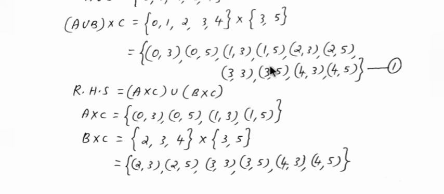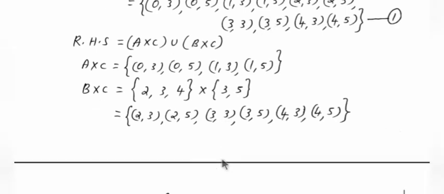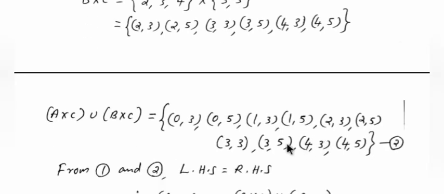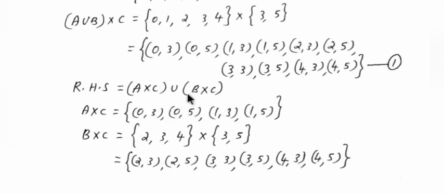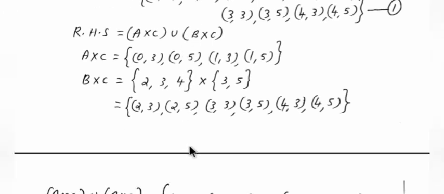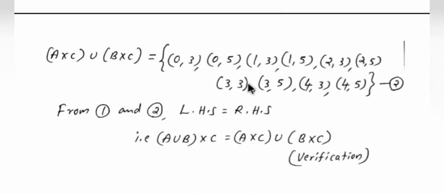Then compare first equation and the second equation. In first equation, this set and in second equation, this set are equal here. Therefore, we can write from 1 and 2, LHS is equal to RHS. That is, A union B cross C is equal to A cross C union B cross C. It is verified, or we can write verification.